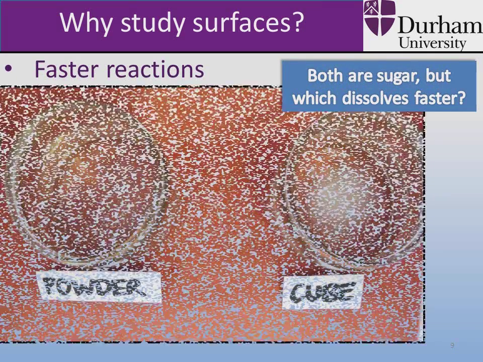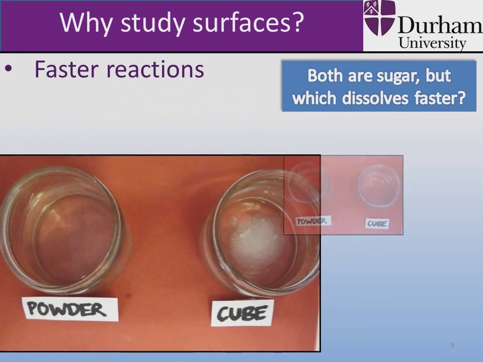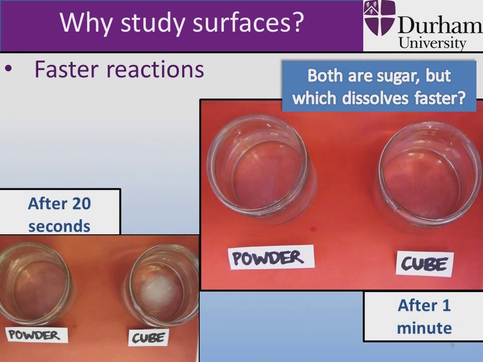After 20 seconds, the powder has completely dissolved, whereas the sugar, which was part of the cube, is still visible. After a minute, both have now completely dissolved. The sugar that was in a powder form reacted much faster than the cube, even though there was the same amount of sugar.